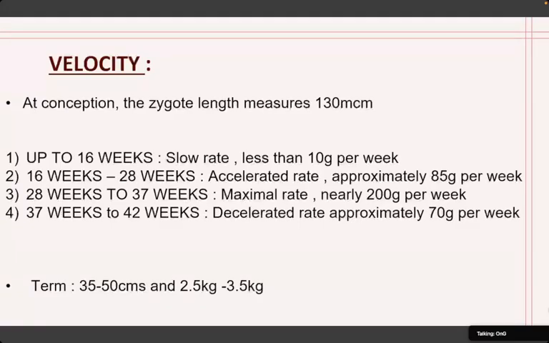So up to 16 weeks, it's a very slow rate with less than 10 grams per week with regards to growth. 16 to 28 weeks has an accelerated growth with approximately 85 grams per week. And then 28 weeks to 37 weeks, here is our maximal rate of growth, nearly 200 grams per week. And then from 37 weeks to 42 weeks, it's a decelerated growth again, approximately 70 grams per week, until we reach term where we're about 2.5 to 3.5 kgs and 35 to 50 centimeters in length.